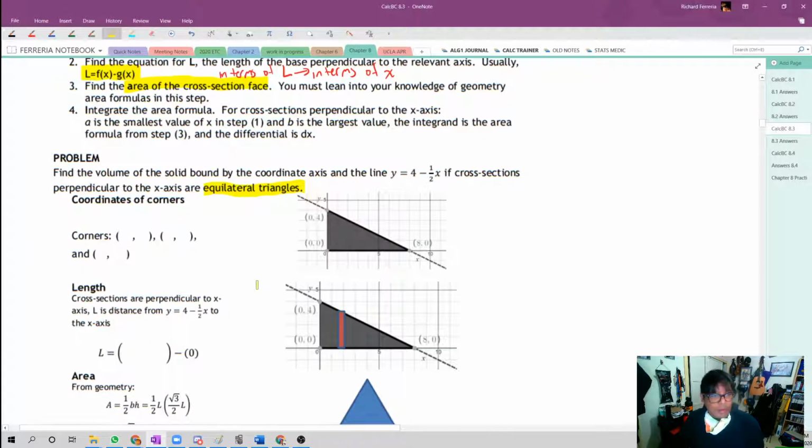So first off, what are the corners of this base? Okay, this is (0, 0) over here. This is (0, 4). And this over here is (8, 0). So I can already tell you the smallest value of x from those corners is 0, so a is 0. And the biggest value of x in those is 8, so b is equal to 8. That's for our integral.